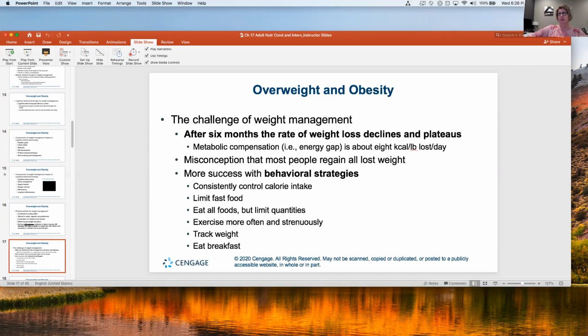The reason for this physiologically is that there's a metabolic compensation, or this energy gap that we talk about, where the body is trying to get to the set point and trying to conserve. So there's a misconception that most people regain all lost weight. But what we do know is that the people we follow that are successful do have certain things that they do as far as their behaviors. And one of the things that they actually do is they record what they're eating.